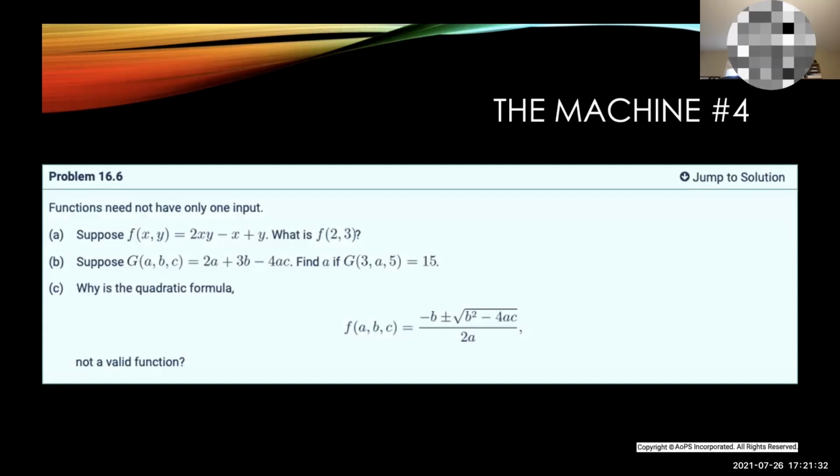And then on to the next problem. Functions need not only have one input. So in these problems, there's 2 inputs, and this one there's 3. So try to solve these, and then part C is a little tougher. You have to explain why the quadratic formula is not a valid function. So I'll give you guys 8 minutes on this problem to try to solve it.